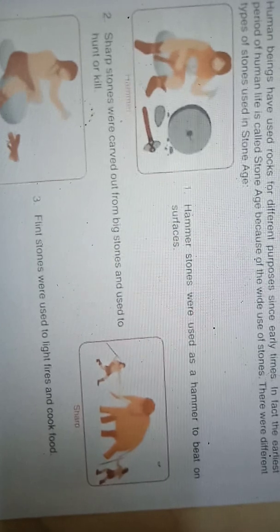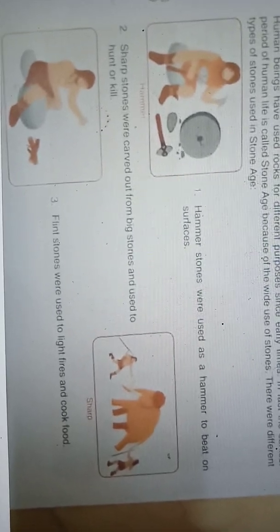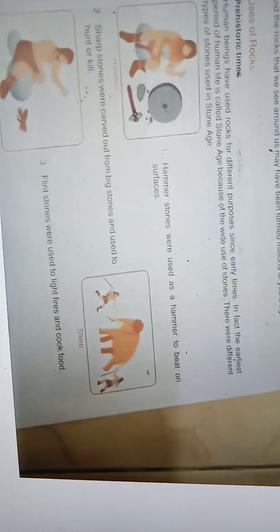Hammer stones were used as a hammer to beat the surface. Sharp stones were carved out from big stones, used to hunt or kill. Flint stones were used to light fires. Hammer stones, sharp stones, flint stones. These are the stones used in prehistoric times.